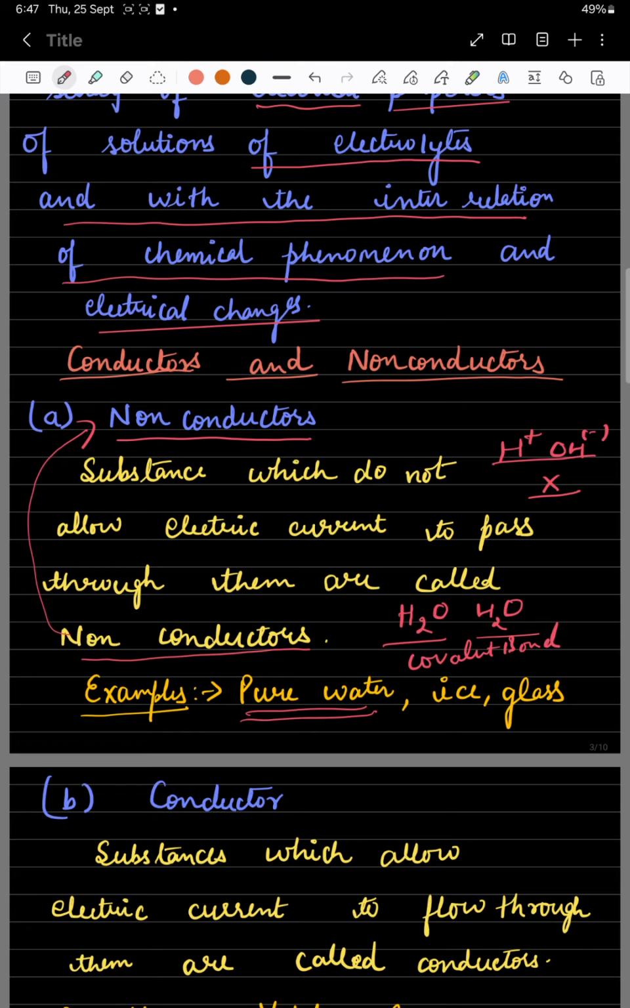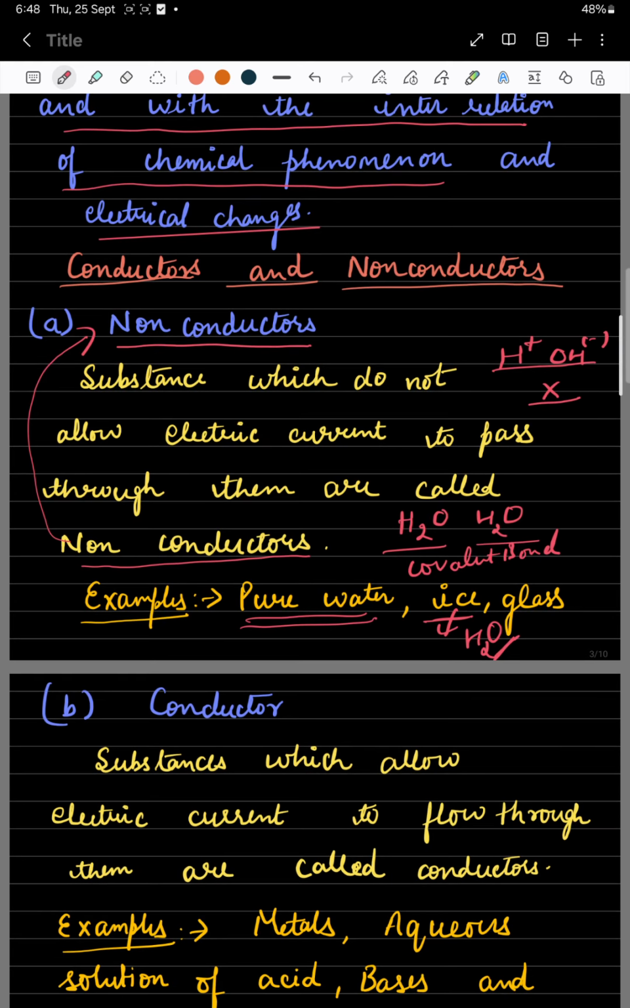It's not possible. So these are known as your non-conductors. Similarly, we can understand the ice. In the ice, what's the chemical formula? That is H2O, pure water. So it has no free ions. If you don't have free ions, all the molecules have covalent bonds. They don't have the capacity to form ions, H plus and OH minus, once you pass the electricity. So they are known as your non-conductors.